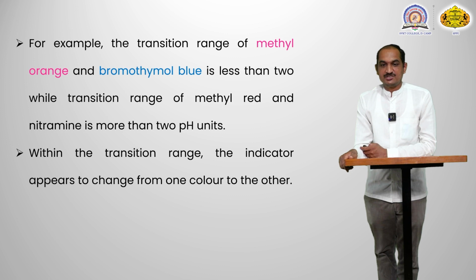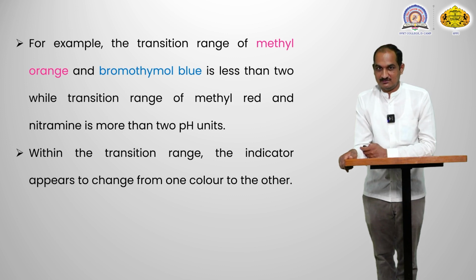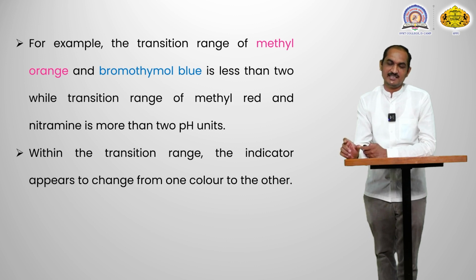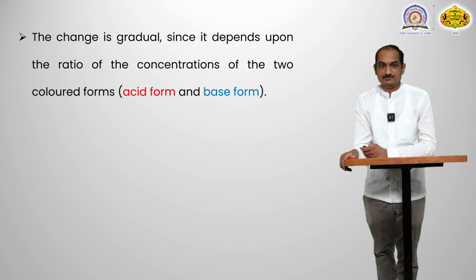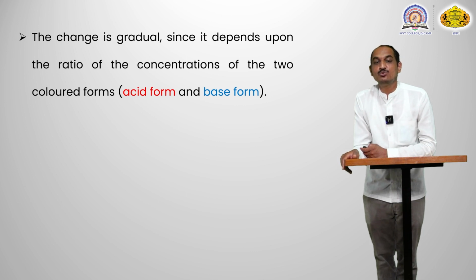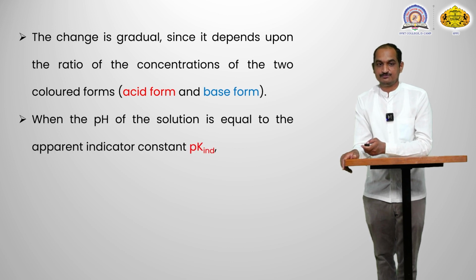Within the transition range, the indicator appears to change from one color to another. It's very simple. Transition range, we already discussed the definition of transition range. The indicator converts from one color to another. The change is gradual since it depends upon the ratio of the concentration of the two color forms, that is, the acid form and base form.